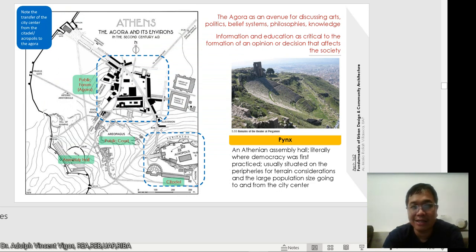So we have here Athens, so the Agora and its environs. So note the transfer of the city center from the Citadel Acropolis to the Agora. So the Agora as an avenue for discussing arts, politics, belief systems, philosophies, knowledge, information and education as critical to the formation of an opinion or decision that affects the society.